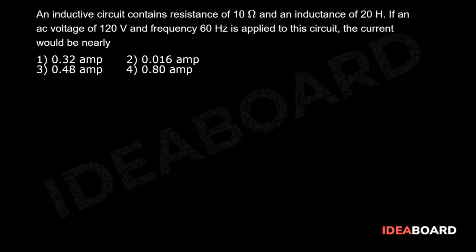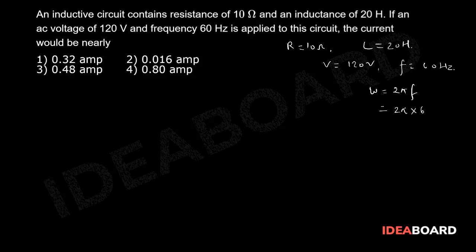So we know that the value of R is equal to 10 ohm, and inductance L is equal to 20 Henry, right? The source AC voltage V is 120 volts and frequency is going to be 60 Hertz. So from there I can calculate the value of angular frequency, which will be 2 pi f. If you put in the value of 60, we get 120 pi radian per second. So this will be the angular frequency.